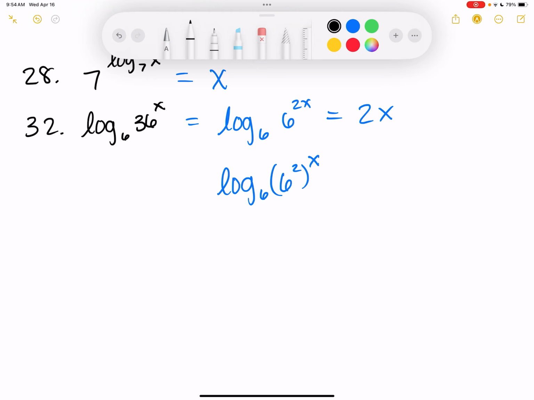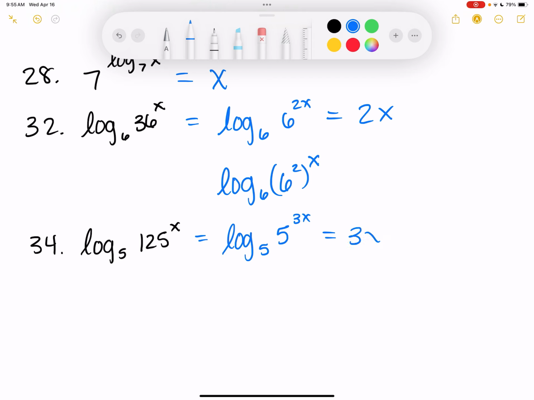All right, last one, 34. Log base 5 of 125 raised to the x. 5 times 5 times 5 is 125, so 125 is 5 cubed. So log base 5 of 5 to the 3x is equal to 3x. Man, this makes sense.